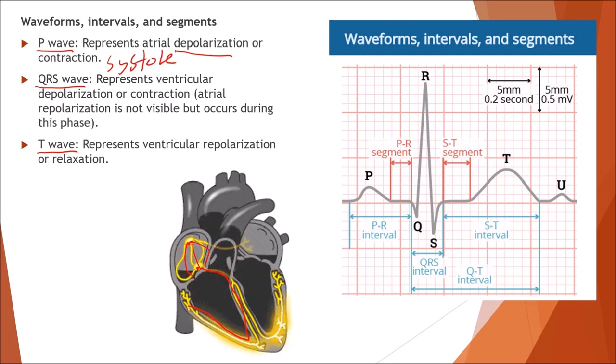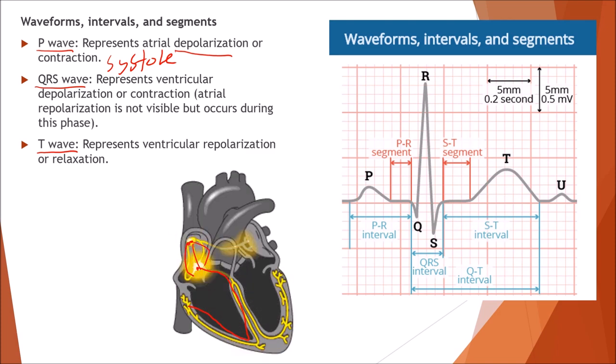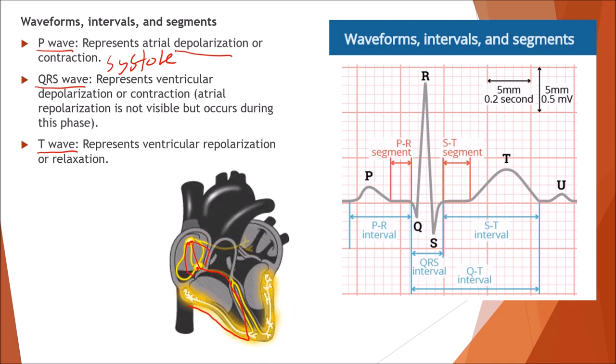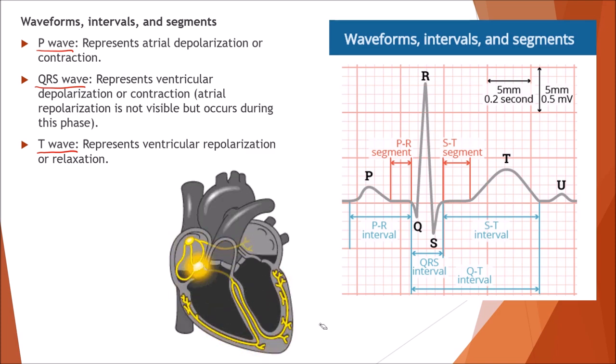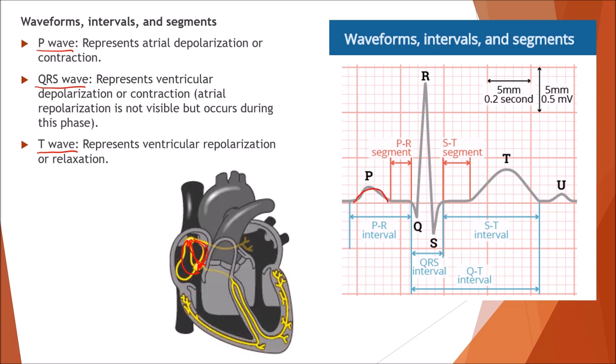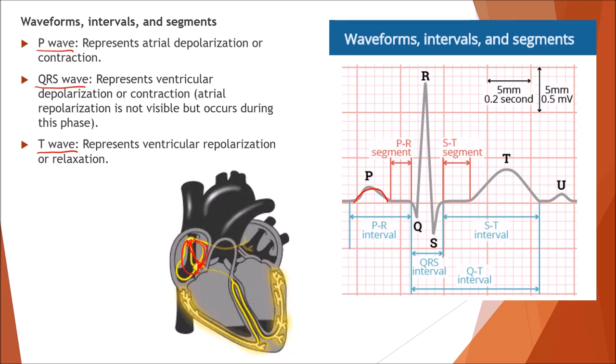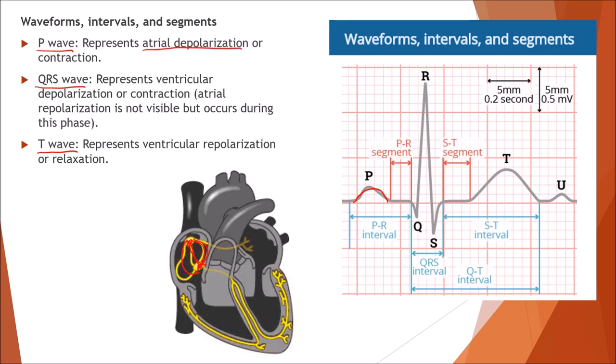Now, this is not entirely true, but we're kind of going to use them interchangeably, but there is a difference. Okay, so we have the three waves, right? We have the P wave, the QRS complex, and the T wave. When the SA node sends the signal down to the AV node, we call that depolarization. And when that depolarization occurs, we get a bump on that isoelectric line. And we call that a P wave. So the P wave means atrial depolarization.